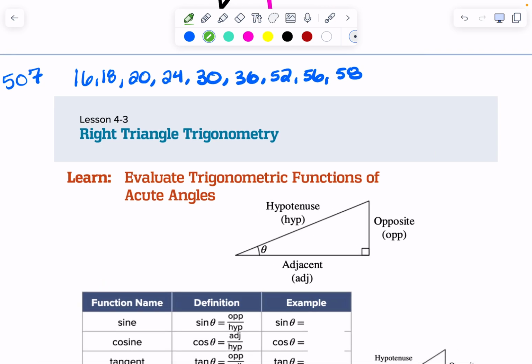This is the problem, okay? I'll start with it. Does everybody have a 4-3?